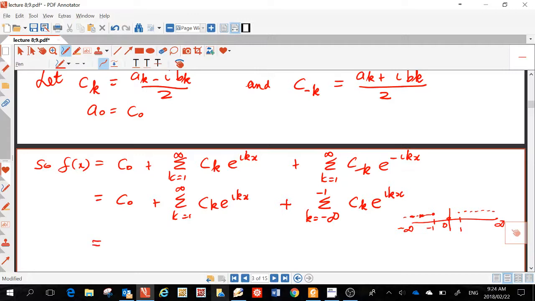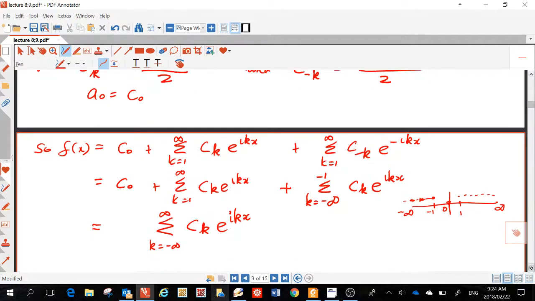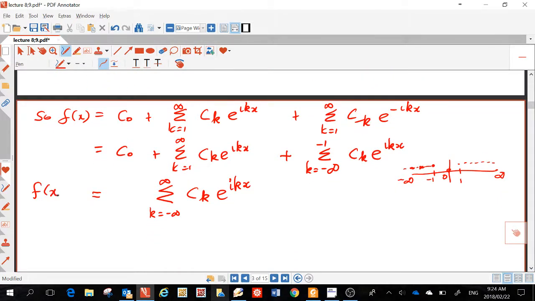In fact, I can now combine the entire game into this here: C_k e to the i k x, from k equals negative infinity up to positive infinity, into one nice compact formula, f of x. And this is the complex Fourier series. Neat, eh? So, unlike the cosine and sine, there are no two things to work out, A_k and B_k. Now there's just one thing, C_k, to work out.